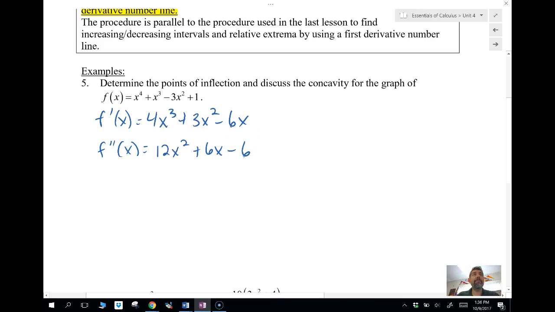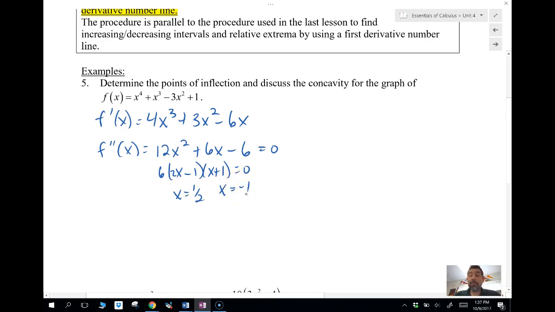And get that. All right. Then I'm going to set this equal to 0, and I'm going to factor this: 2x minus 1, x plus 1. So I'm going to get x equals 1/2 and x equals -1.